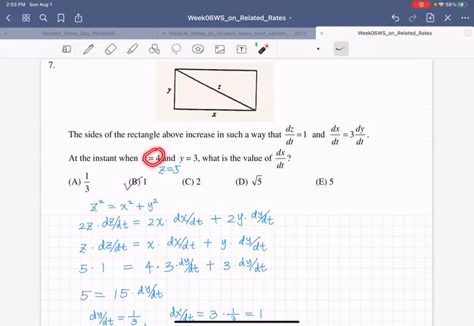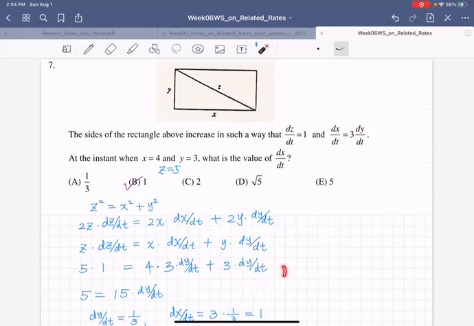So when x is 4, y is 3. How much is z? Z equals 5. So we can plug in 5 to here. How much is dz over dt? That is 1. How much is x? That's 4. How much is dx over dt? Well, dx over dt is 3 times dy over dt. So you do 3 times dy over dt, plus y is equal to 3, and dy over dt.